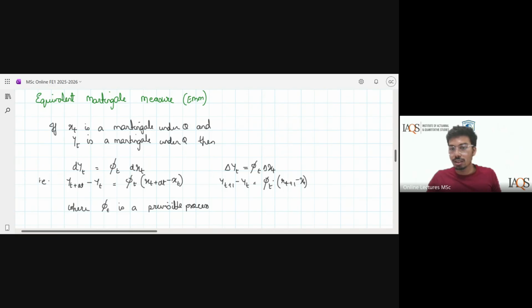Fair enough? Understood this? All right, copy this down. Again, it's just a statement, state EMM or state MRT. This is the part that you write down. Let me know if you have any question.